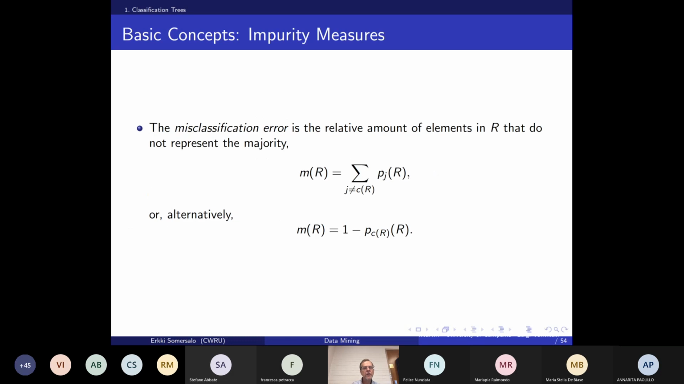Okay, so when you do the classification, you can ask what the misclassification error is, and this misclassification error is the relative amount of elements that do not represent the majority. So you decide which the majority class is, and then you sum the frequencies of those points which are not belonging to the majority class. The other way of saying it is that this misclassification error is 1 minus the frequency of the winning class.